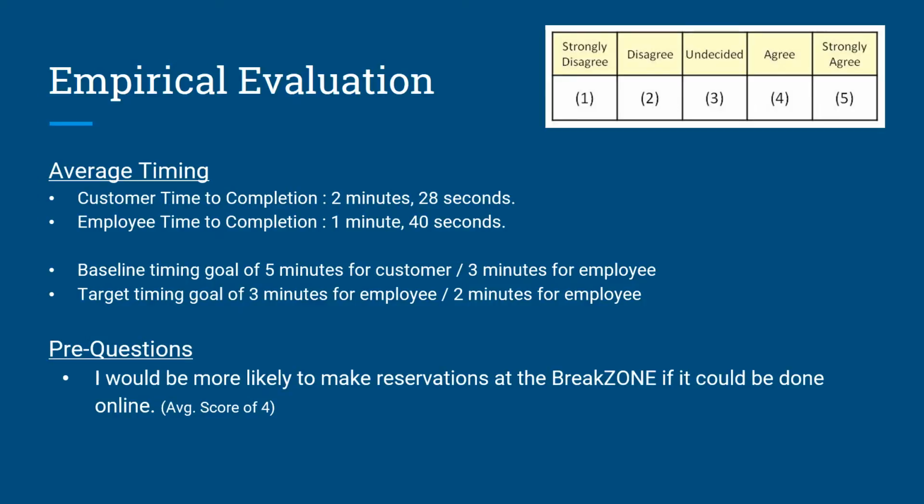The one pre-question we decided to focus on showed the team that there was a strong desire for the new system that we aimed to implement. The statement, "I would be more likely to make reservations at the break zone if it could be done online," scored an average of 4 out of 5, indicating the possibility of an increased usage with the web-based system.